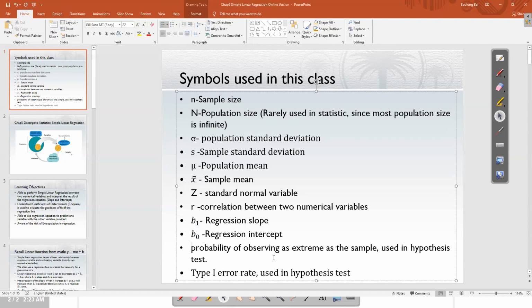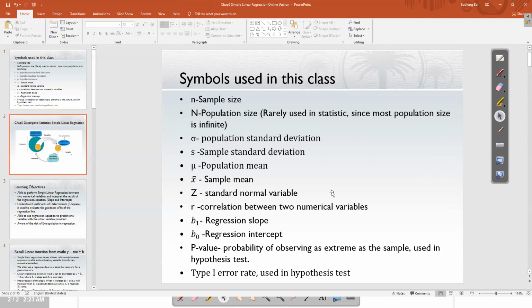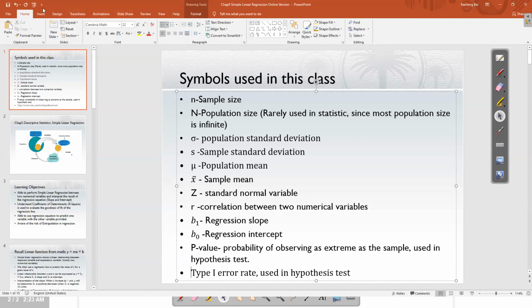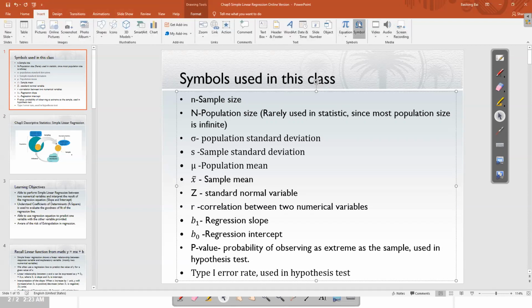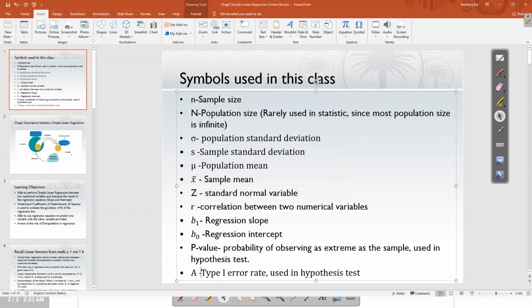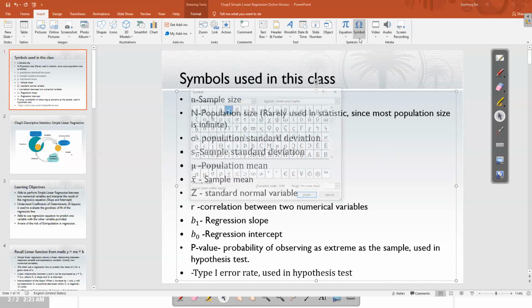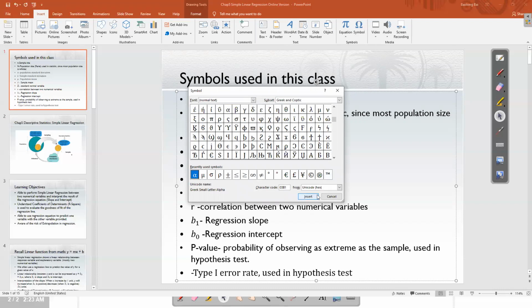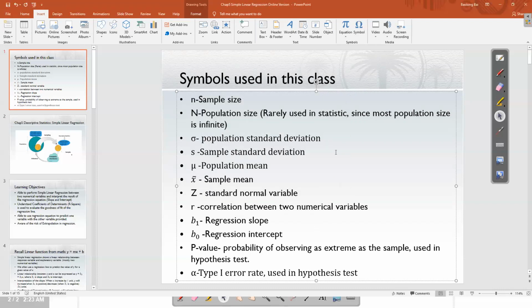And then the probability of observing a value as extreme or more extreme than the sample you collected, that's the p-value. And then for type 1 error, we use the symbol alpha. Okay, so this is alpha, and this is capital alpha. We want the lowercase alpha. So get familiar with the symbols as soon as you can, all right? Especially the ones we learned.